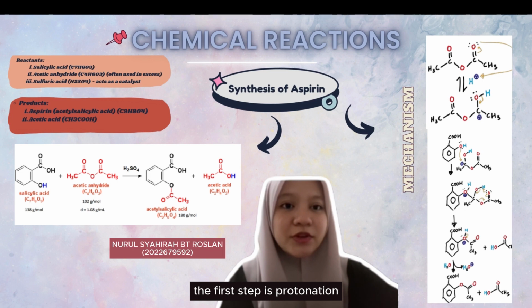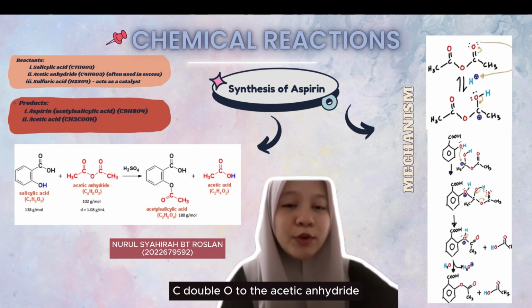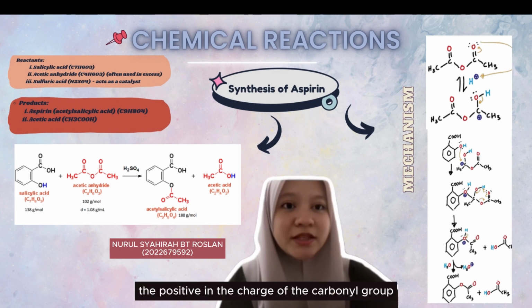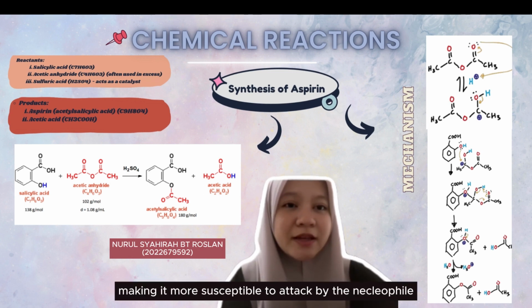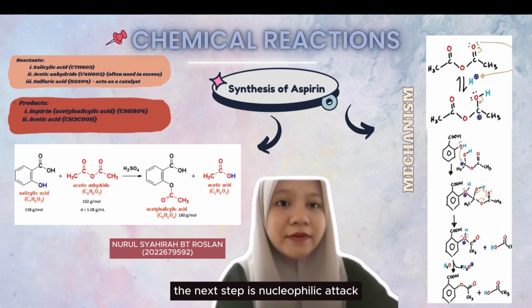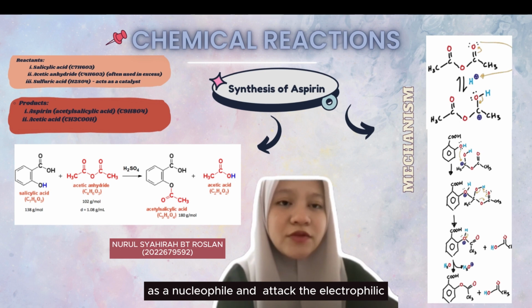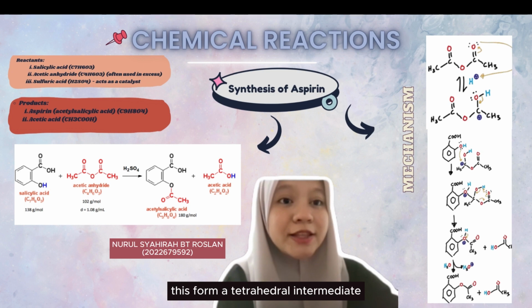The first step is protonation. The acid catalyst donates a proton, which is H+, to the carbonyl oxygen C=O of the acetic anhydride. This increases the positive charge of the carbonyl group, making it more susceptible to attack by the nucleophile. The next step is nucleophilic attack. The hydroxyl group of the salicylic acid acts as the nucleophile and attacks the electrophilic carbonyl carbon of the protonated acetic anhydride. This forms a tetrahedral intermediate.